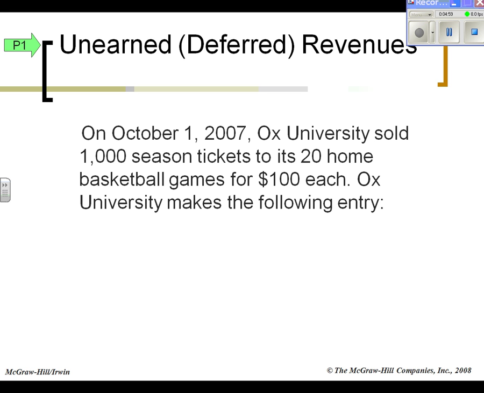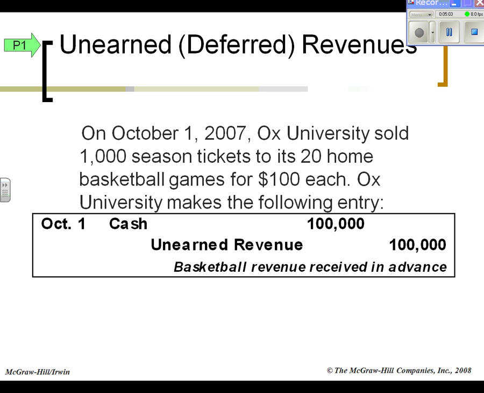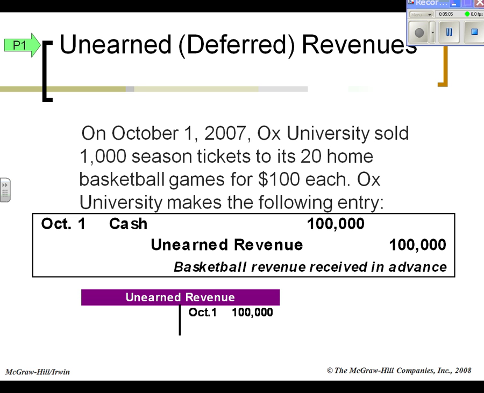All right, so let's record the entry on October 1st where we're receiving the cash, but we haven't earned the revenue. Right, so on October 1st, we've got cash of 100,000, and I have this unearned revenue, a liability of 100,000. Because what if a customer comes, one of the fans says, "Oh, I need a refund. You sold me too many tickets, or I meant to purchase this amount, whatever." We give them a refund. So it's a liability until that game actually occurs.